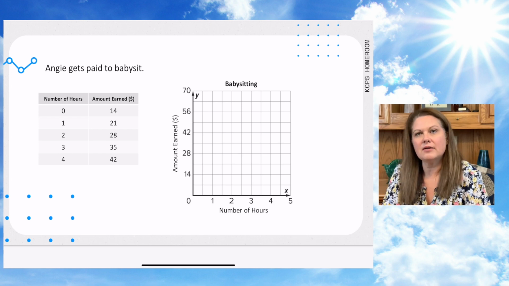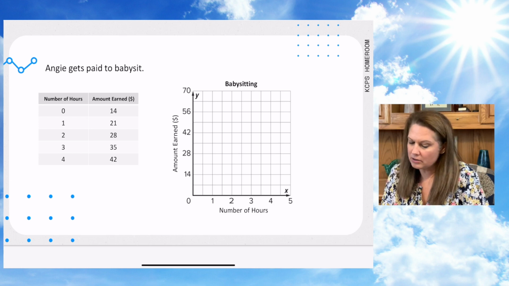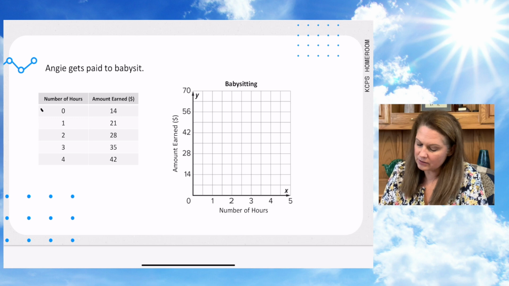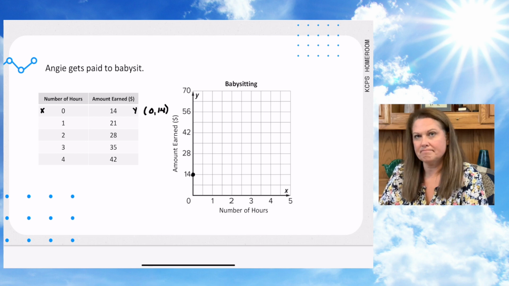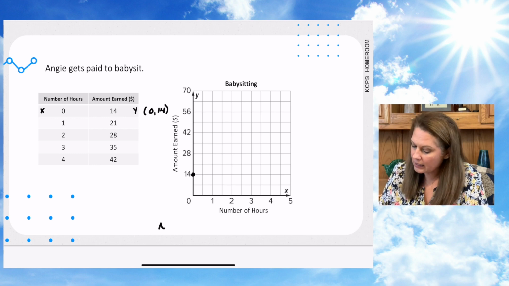Angie's going to get paid for babysitting. Now you'll notice the first thing, here's our X, here's our Y, that's always the first thing I look for. Our first ordered pair is going to be 0, 14. So when I go over 0, I'm going to start at 0 and go up 14. Notice how it's not going to start at the origin. So right now, without even drawing any more lines, I know that this graph is non-proportional.